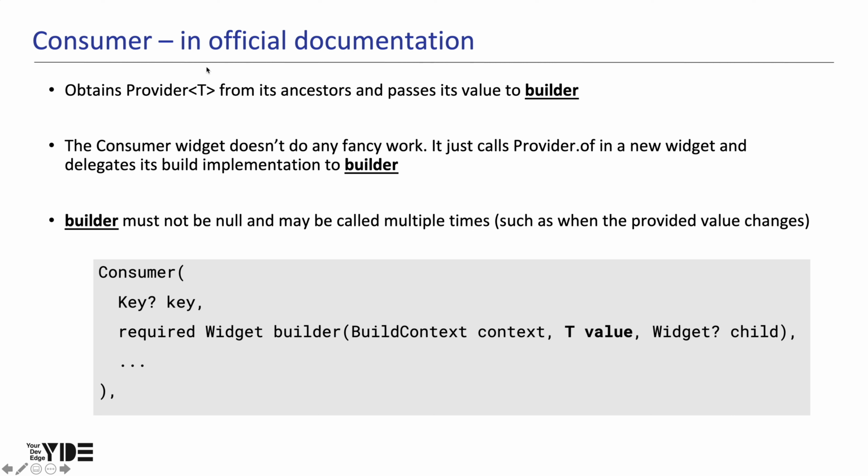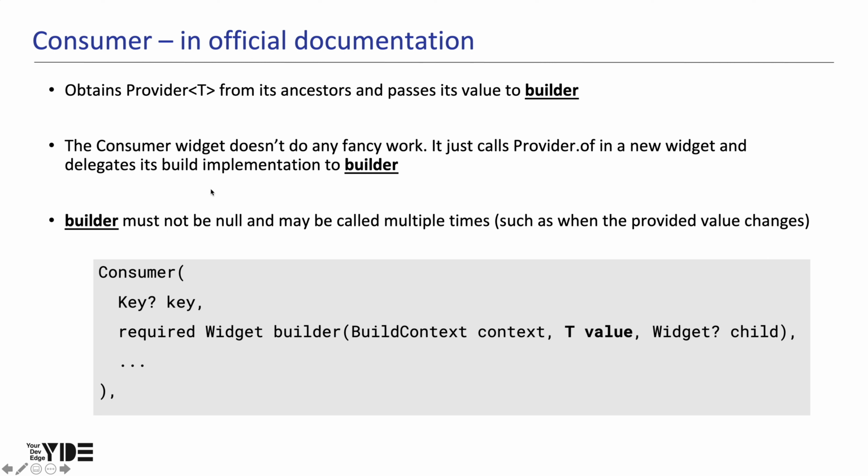The official document defines consumer as follows: obtains provider T from its ancestor and passes a value to builder. This means that developers do not need to explicitly obtain a type T object through the Provider.of. The consumer widget doesn't do any fancy work. It just calls Provider.of in a new widget and delegates its build implementation to builder. This means you don't need to call Provider.of directly from within consumer widget.